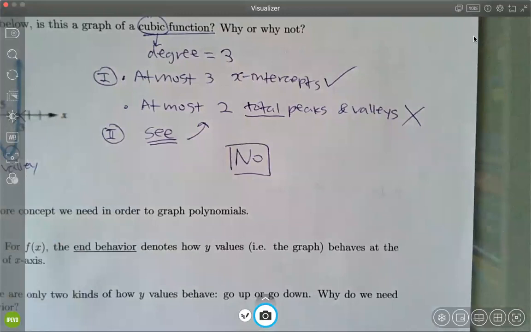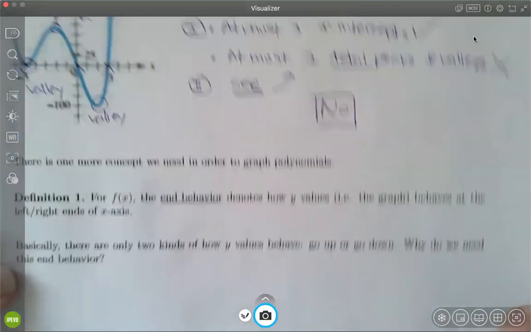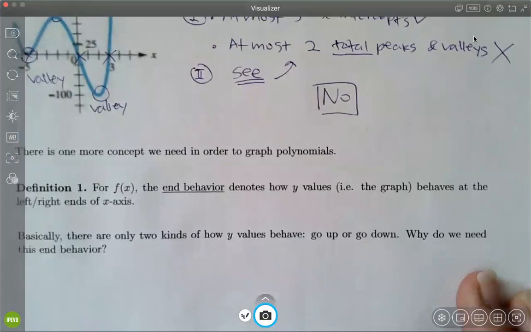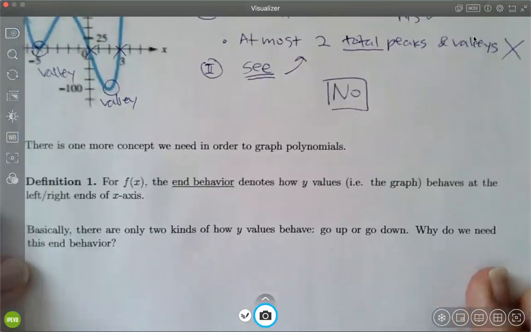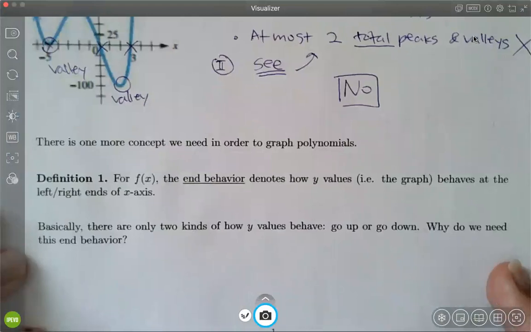Now, the first ingredient, remember, to get the graph was the even and odd multiplicities. Here's the second ingredient, which actually comes on the next page. But in order to have such an ingredient, we need to have an ingredient of the ingredient. So here's the first definition. For a function f of x, the end behavior.